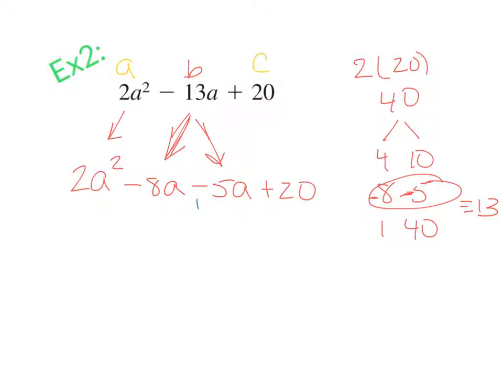Alright, so this will split. I'm going to pull out a 2a out of the first two terms. When I do that, I'm left with just a here, 2a here. I'm left with a negative 4 because these cancel and you get negative 4.